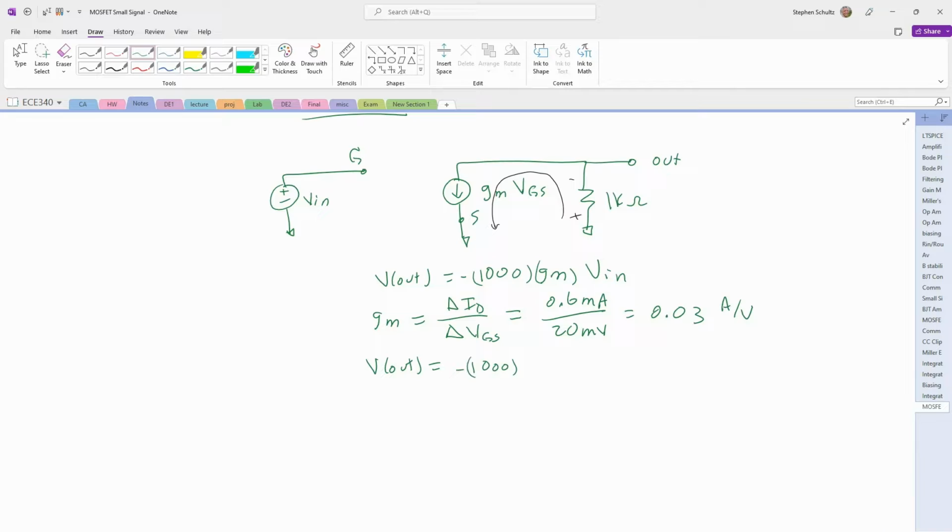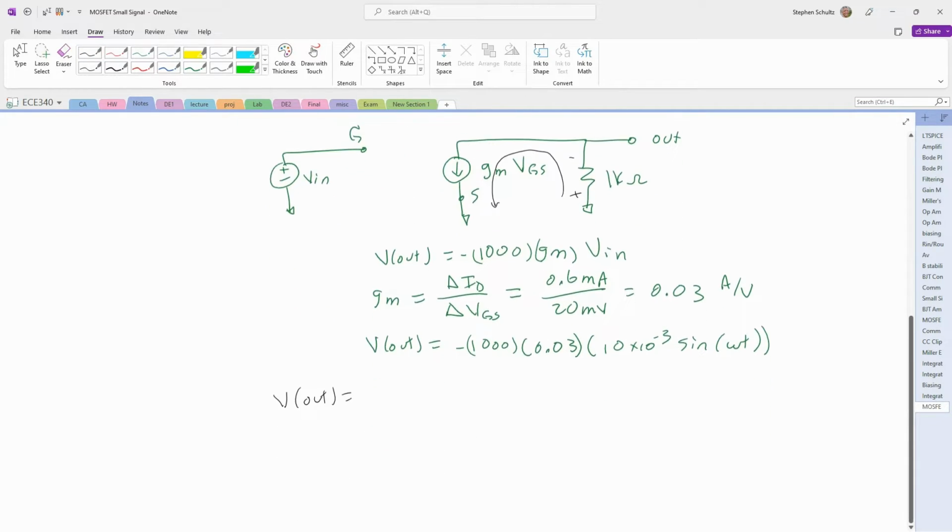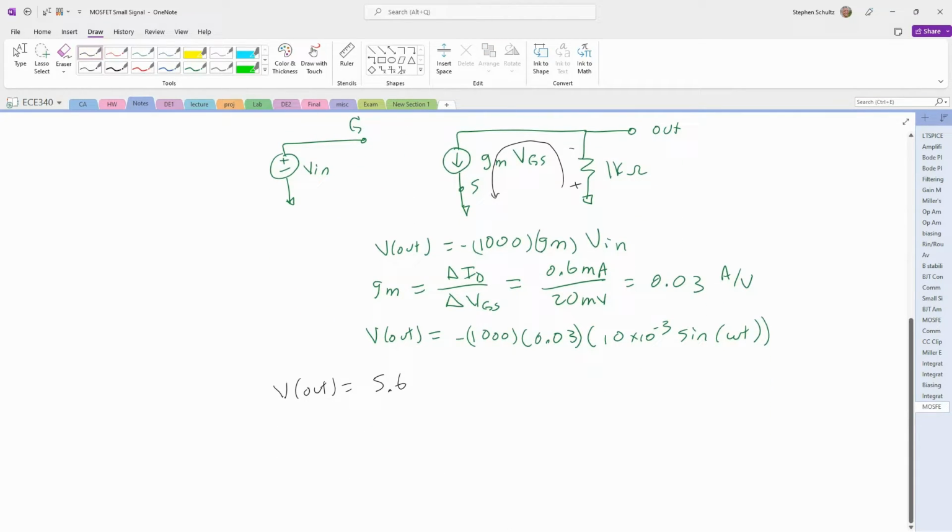So if we put it all together, the V out is equal to minus 1,000 times 0.03 times my V in, which was 10 times 10 to the minus 3 times the sine of omega t. Now when we put it all together, we see that my total V out is equal to the 5.6 minus, and then we put all these together and we get 0.3 sine of omega t.